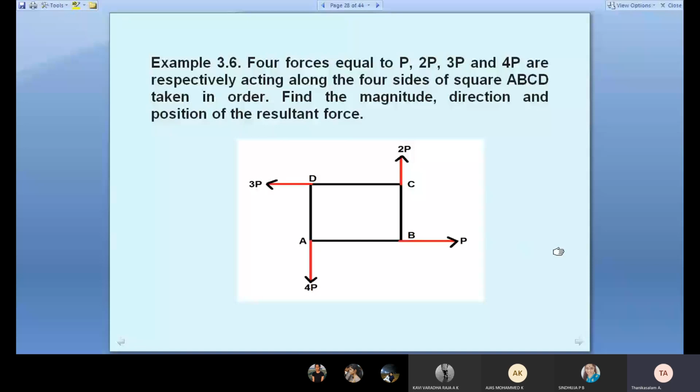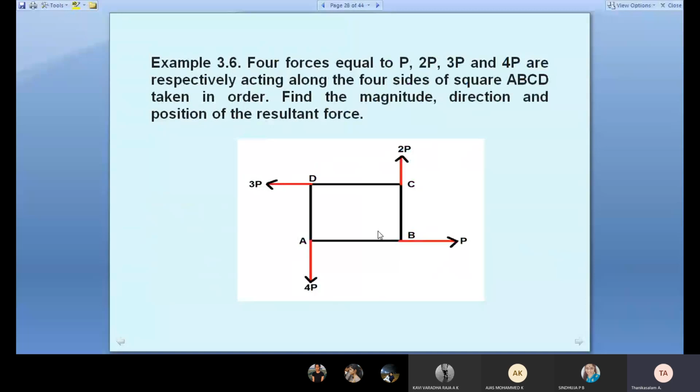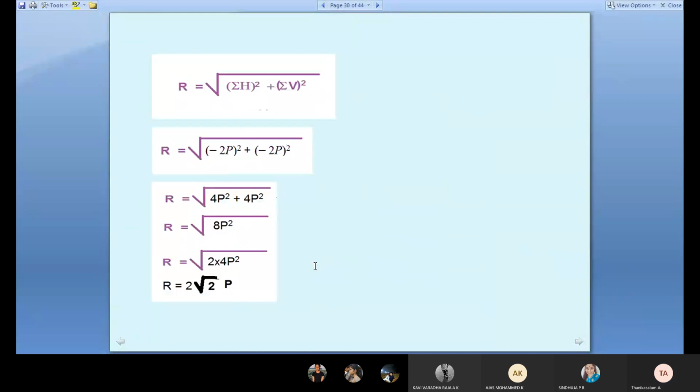P is horizontal, and minus 3p is horizontal. See here, P minus 3p. Vertical forces, what are the vertical forces? Minus 4p plus 2p. 2p is vertical now, y direction. So 2p minus 4p.